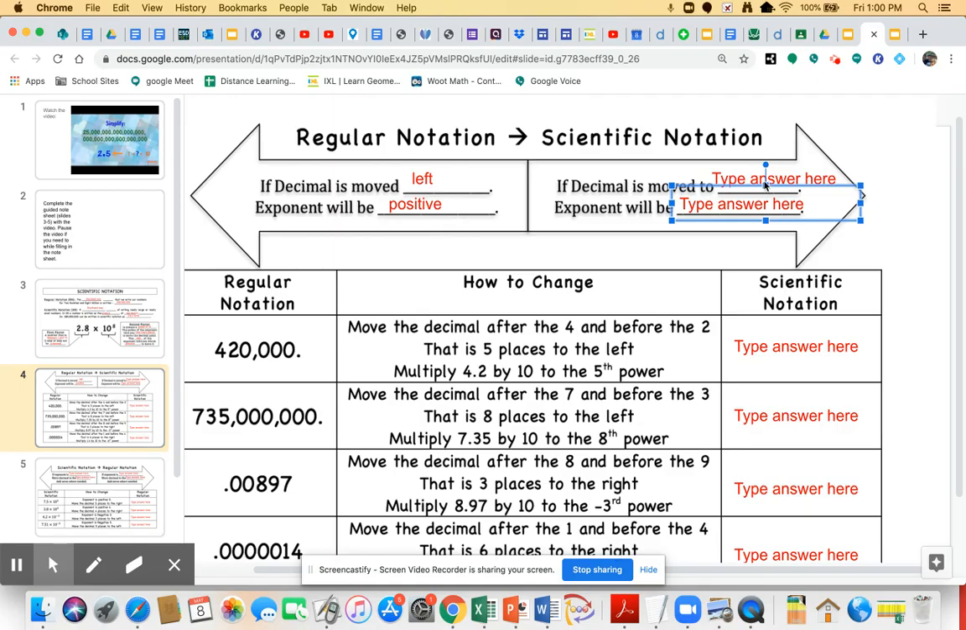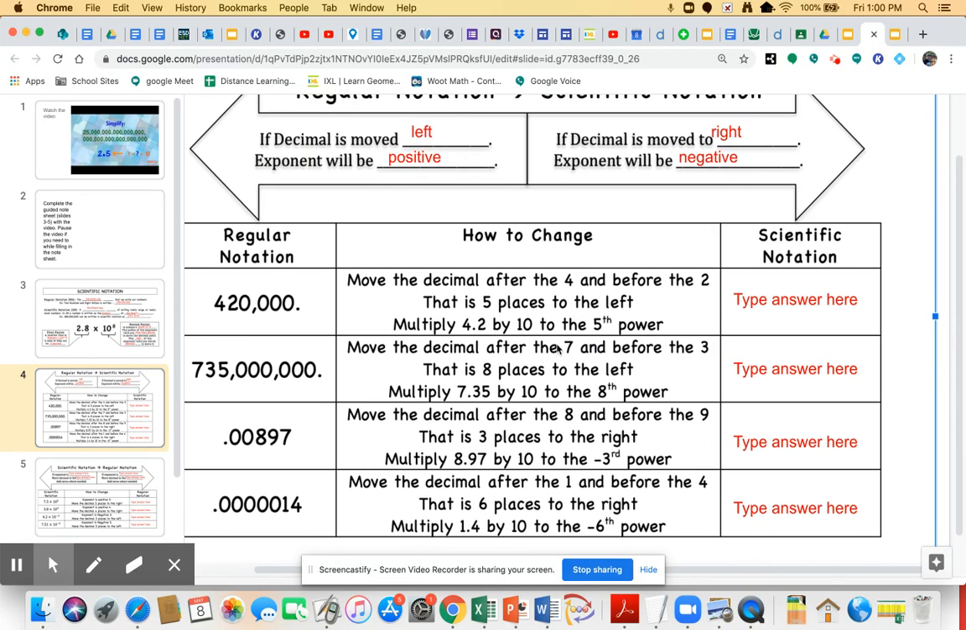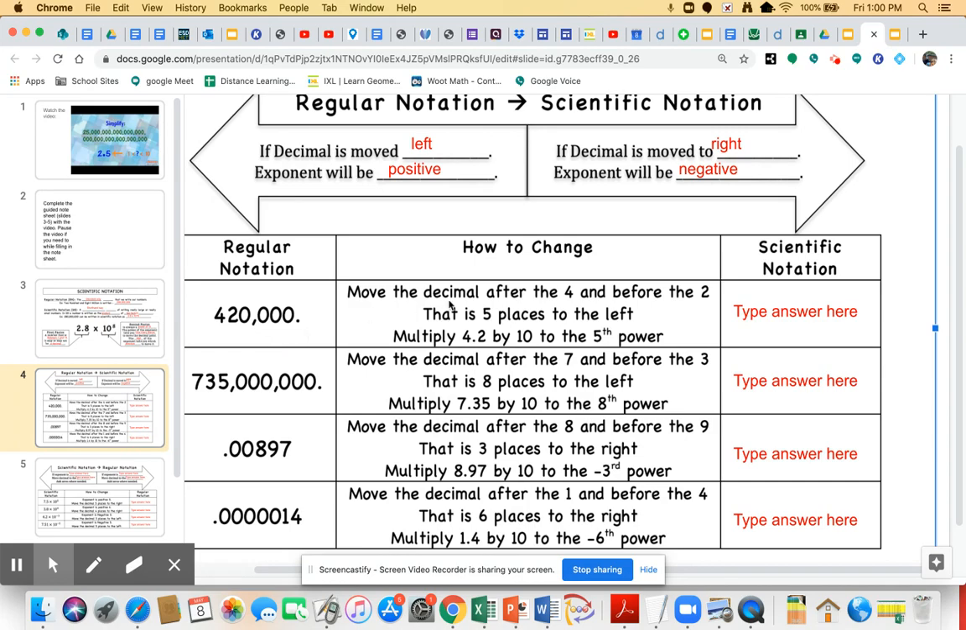And when we're talking about scientific notation, again, we're going from regular notation to scientific notation. If the decimal is moved to the right, then the exponent will be negative. So here's our example. We have regular notation, 420,000. This table gives us the actual directions for what we need to do to change this into scientific notation. It says we move the decimal after the 4 and before the 2.